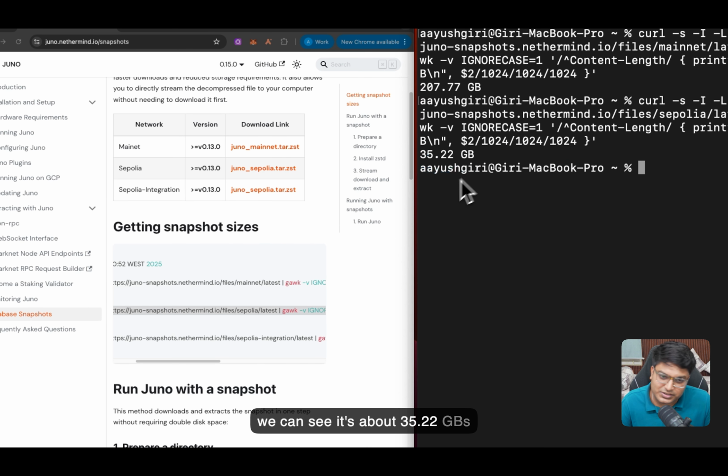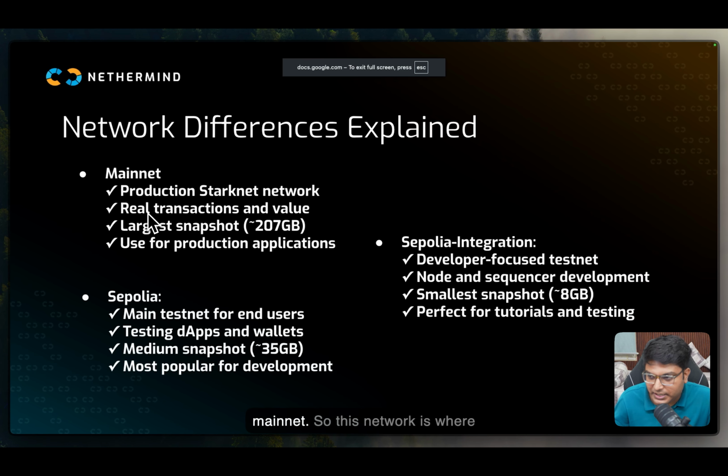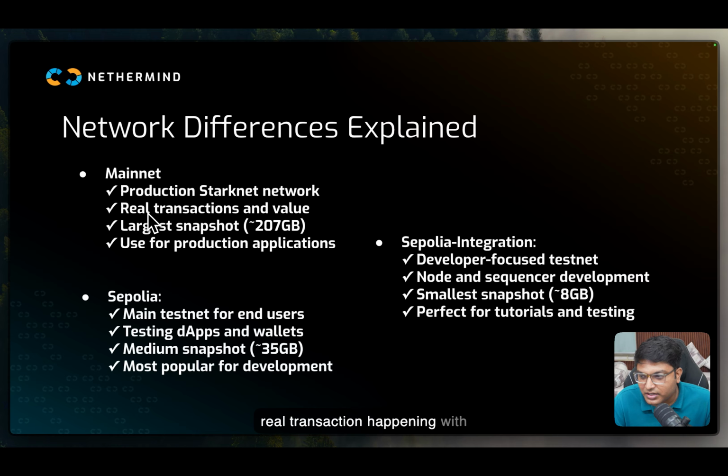Now let me explain what is the difference between each of these networks. So as you can see, we have Mainnet. This network is where real transactions are happening with actual value, and it's the biggest snapshot at around 207 GBs approximately. And you would use this version of snapshot for production applications.